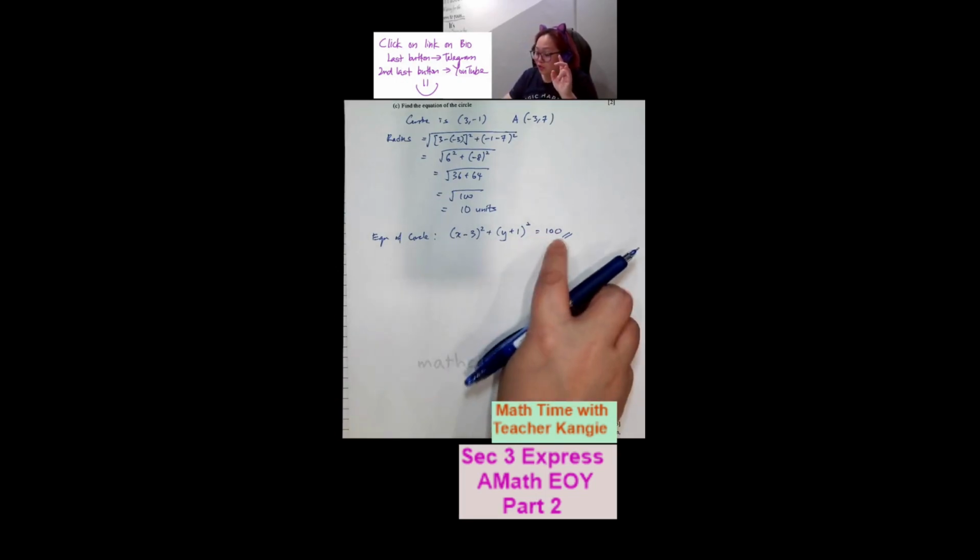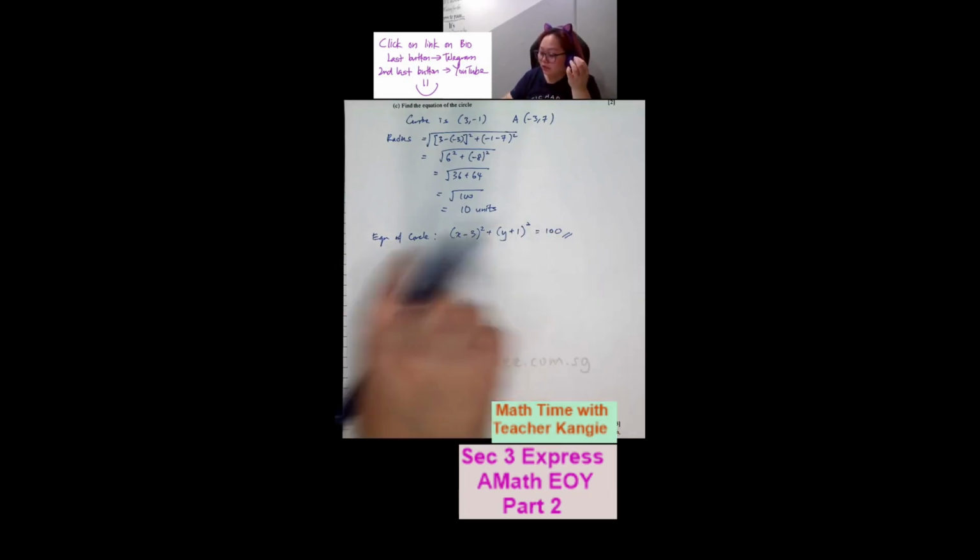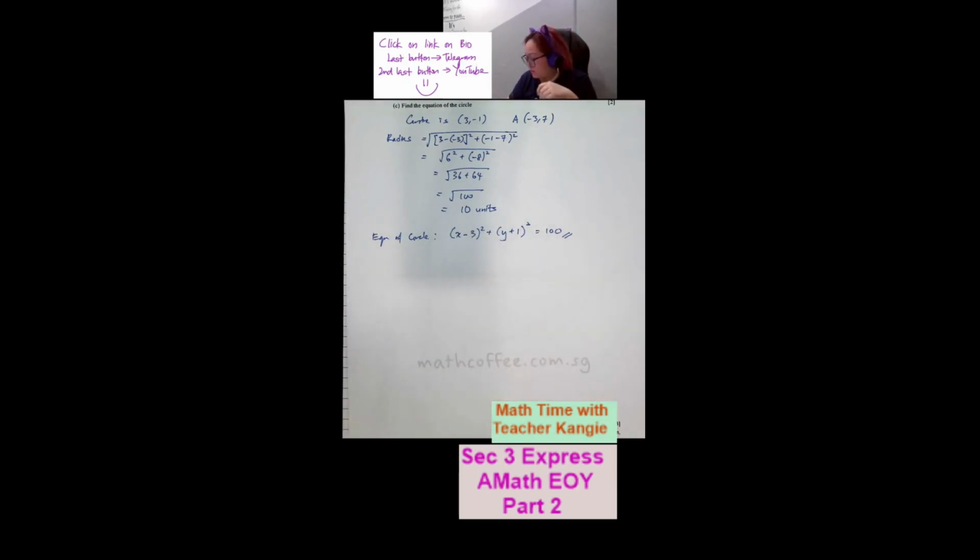Okay, don't put 10 square on the right hand side. You've got to put the 100 after you square it. So that is the equation of the circle. And we are done.